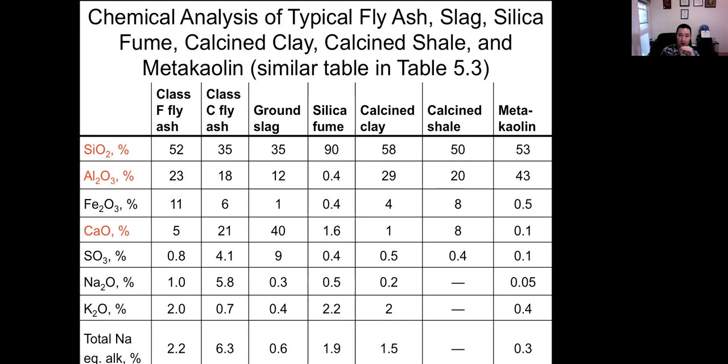For Class C fly ash and slag, they have a certain amount of calcium oxide. The calcium oxide percentage for Class C is a typical value, and it may change depending on the source. But Class C fly ash has more than 10% calcium oxide. For slag, it is even higher. So that tells us Class C fly ash and slag have both pozzolanic properties and hydraulic properties, which means these materials can form CSH by themselves.